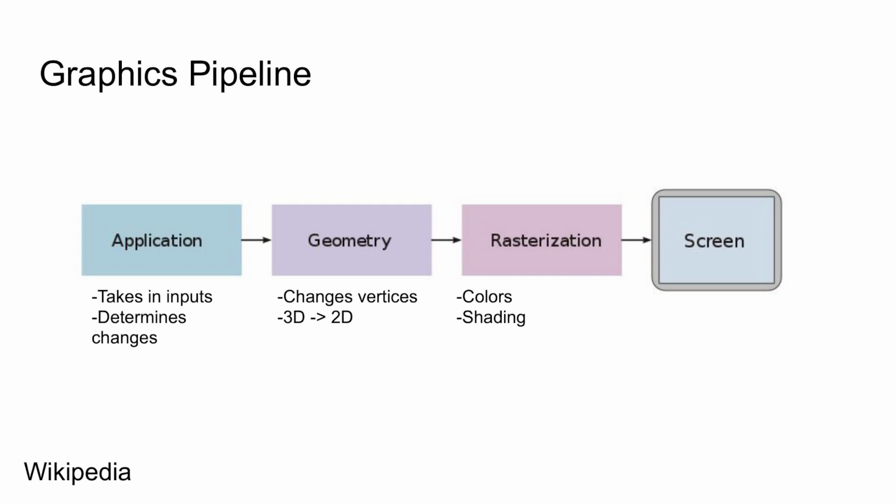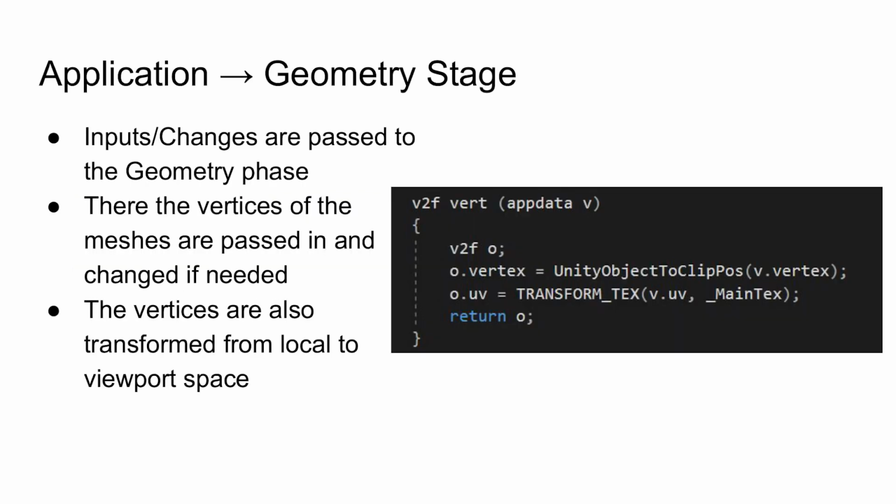The application phase, as mentioned earlier, takes in the input and determines the necessary changes. The geometry stage, or better known as the vertex pipeline, changes vertices and also transforms from 3D local coordinates to 2D local coordinates. And it will do this for every object on the scene. Then the rasterization stage fills out the colors and shadings on the screen.